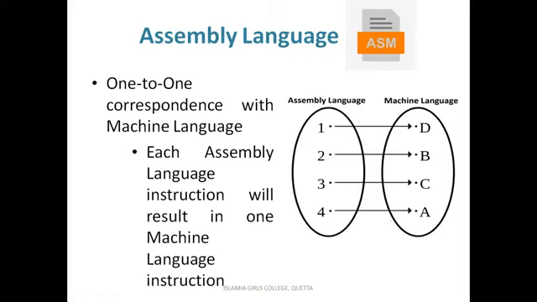Or you can say that if you want to write the code, whether you write it in the assembly language or in the machine language, the number of instructions will be the same, because there is one-to-one correspondence or one-to-one mapping between both. And one instruction of assembly language is equivalent to one instruction of machine language.